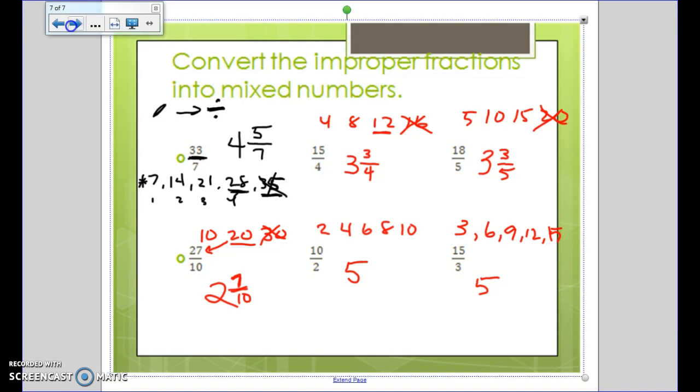Okay, and so for improper fractions to mixed numbers, it's really just a division with the remainder as your next part of a whole. Okay, so that's it for today.